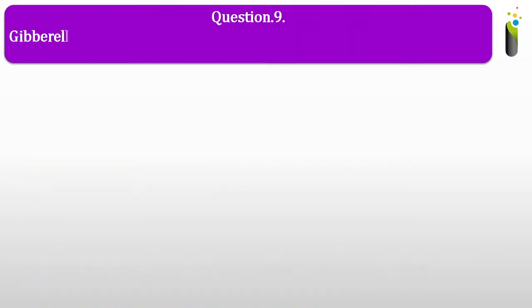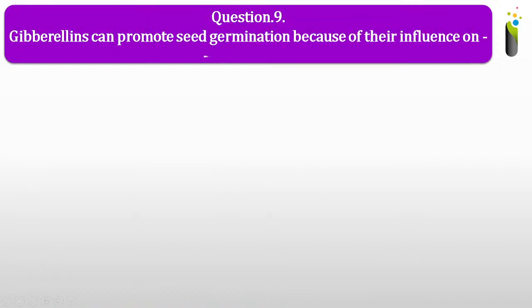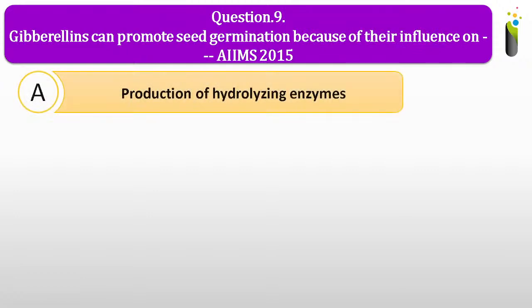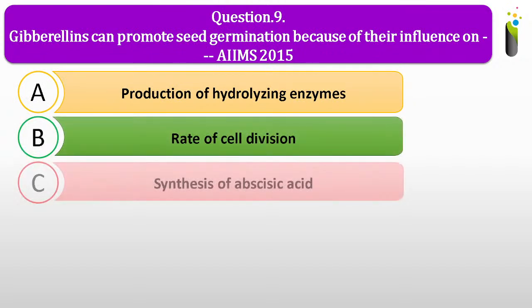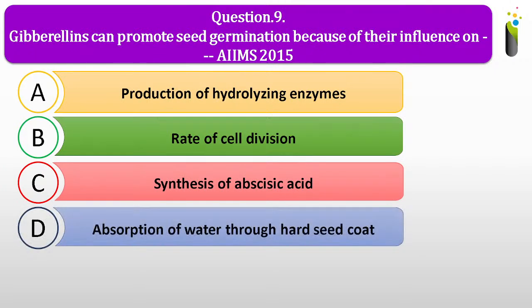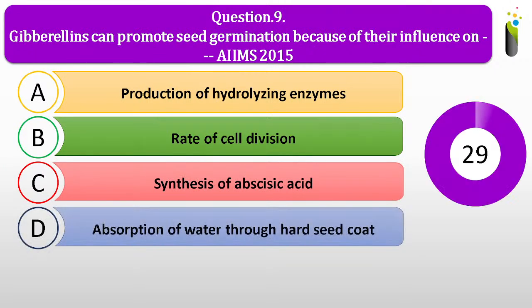Question number 9. Gibberellins can promote seed germination because of their influence on dash. A. Production of hydrolyzing enzymes. B. Rate of cell division. C. Synthesis of abscisic acid. D. Absorption of water through the hard seed coat. This question had appeared in AIIMS 2015.